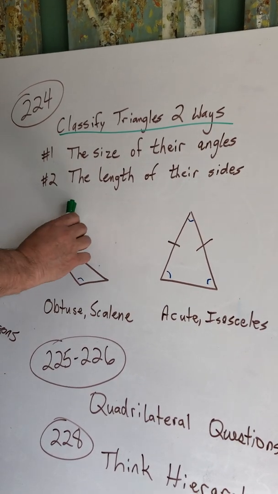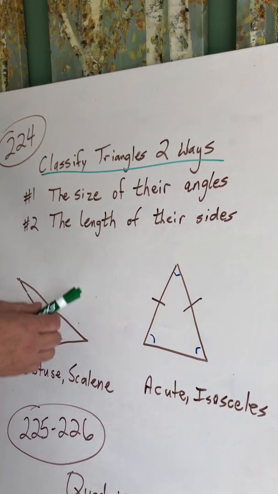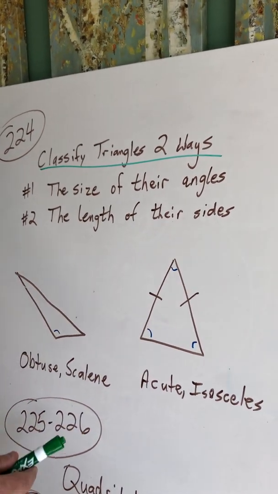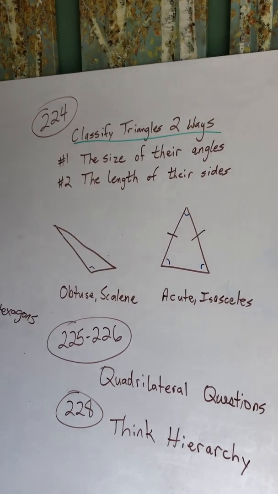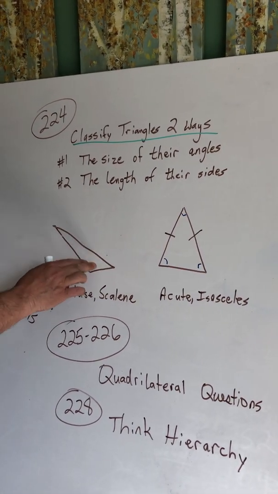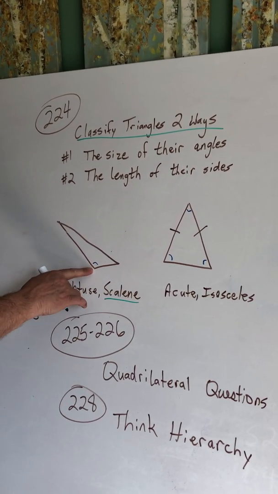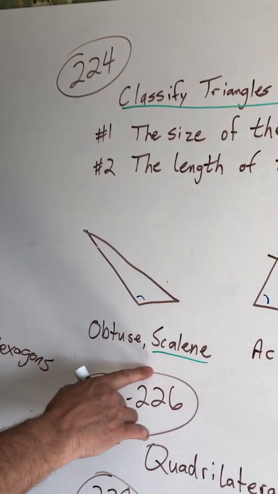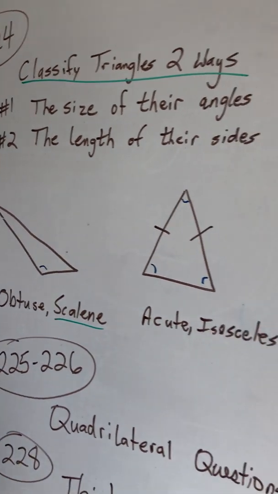You can also classify it by the length of their sides, okay? So I put two triangles here. This first one is just a scalene. You will see none of these sides are equal. That makes it a scalene. And it's got one obtuse angle. Obtuse scalene. That's its name, okay?